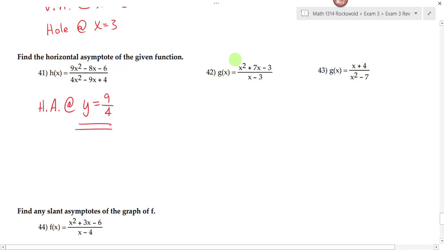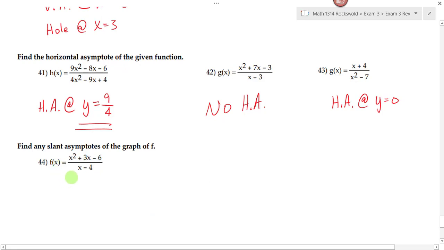On 42, if the degree of the numerator is greater than the degree of the denominator, we have no horizontal asymptotes. In this case, we would have an oblique asymptote because the degree of the numerator is 1 more than the degree of the denominator. On 43, if the degree of the numerator is less than the degree of the denominator, we have a horizontal asymptote at the line y equals 0, which is our x-axis.